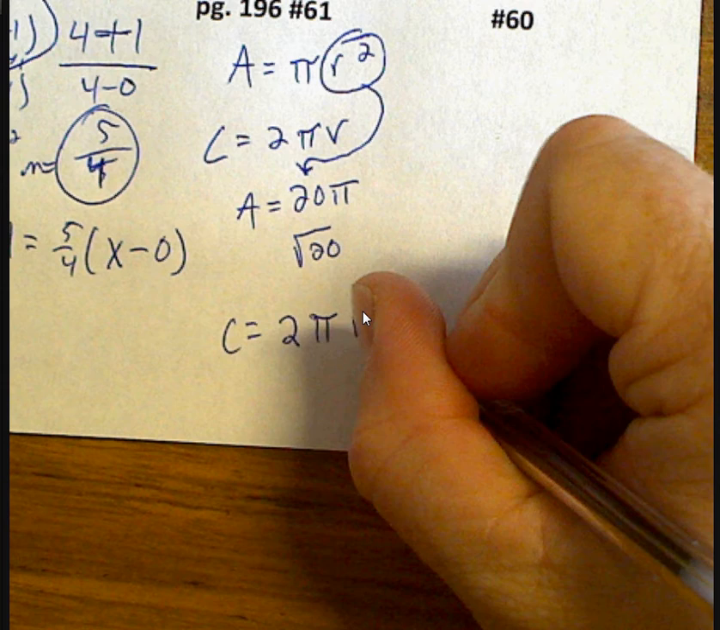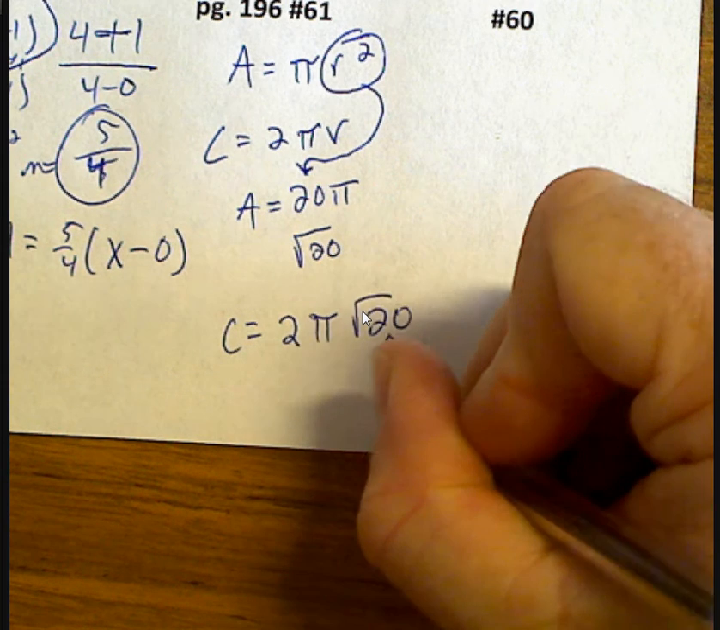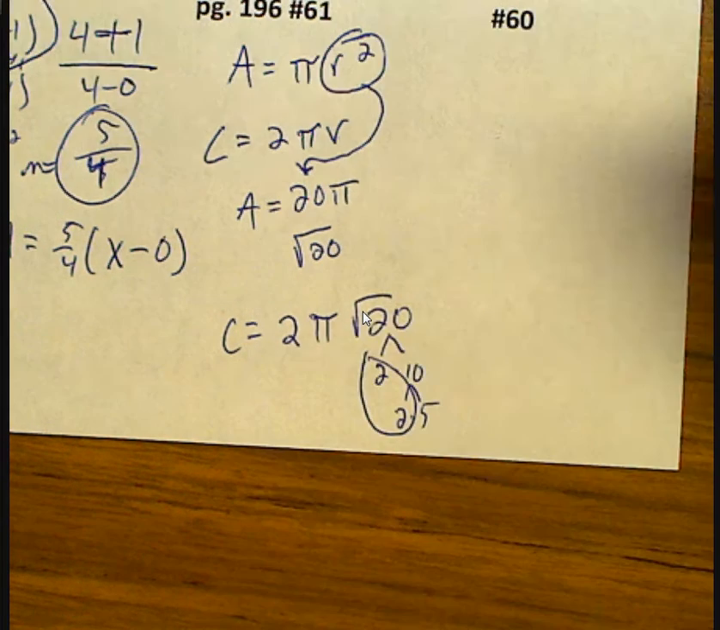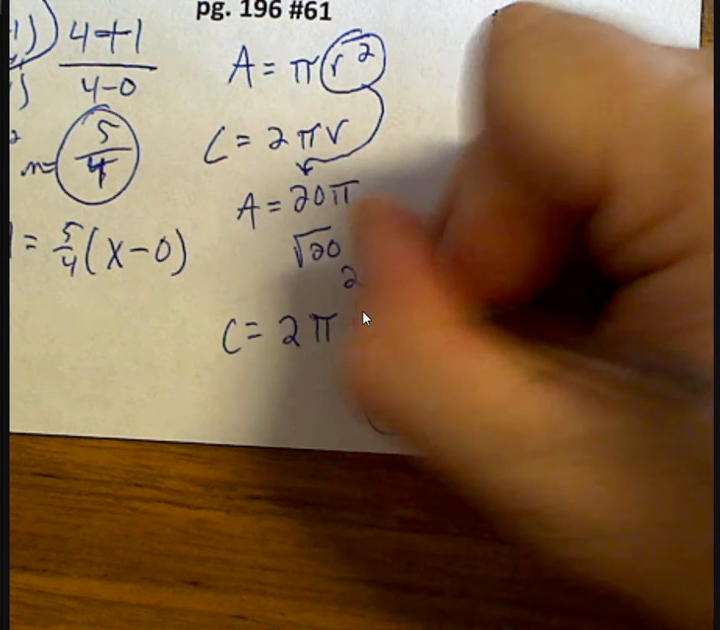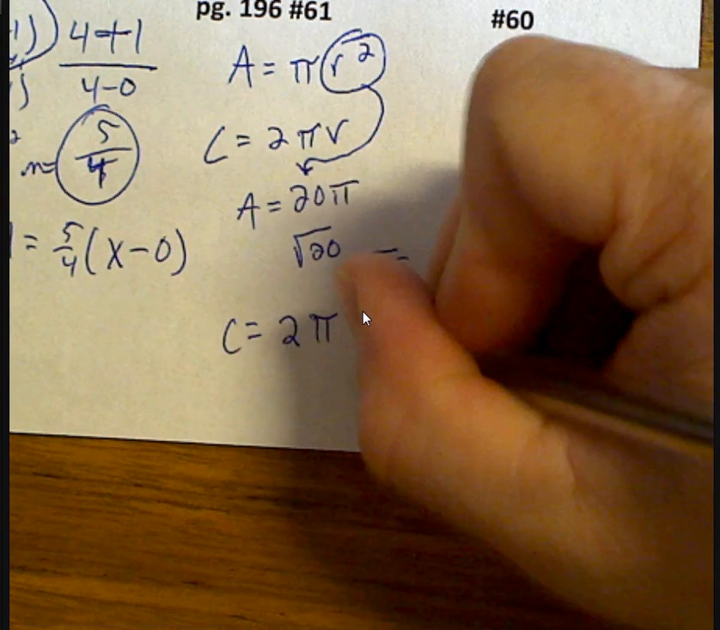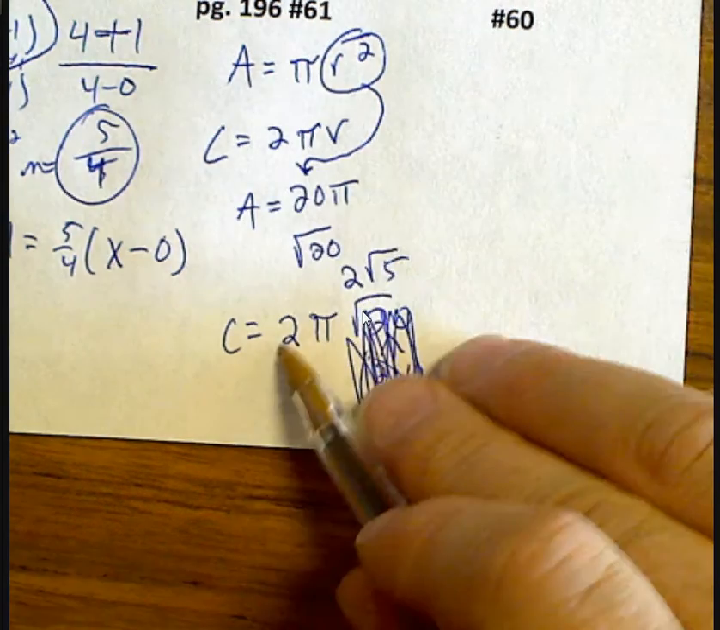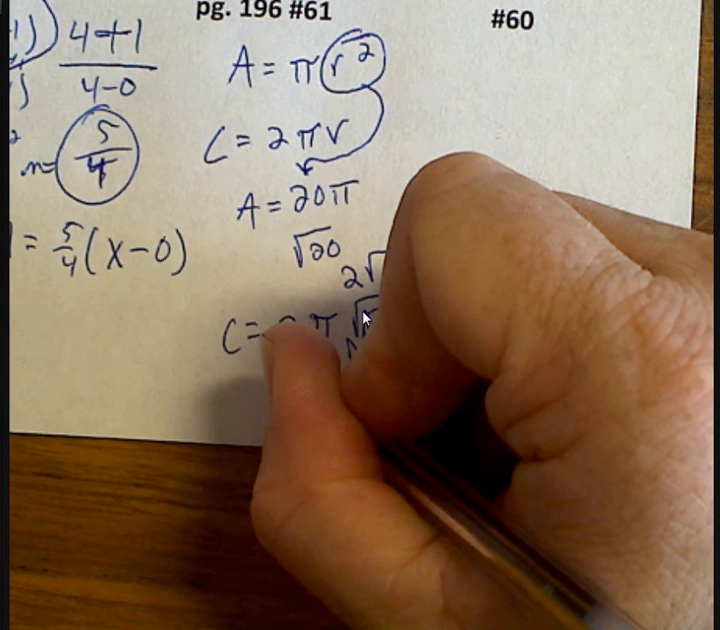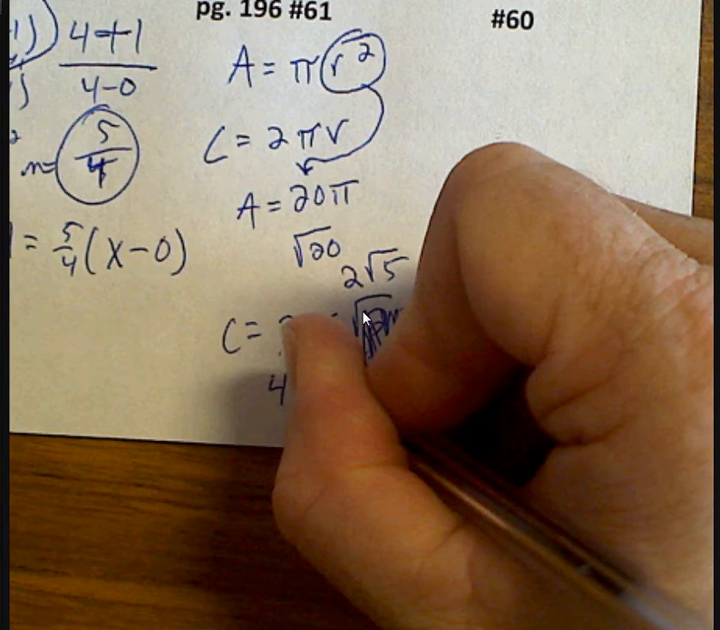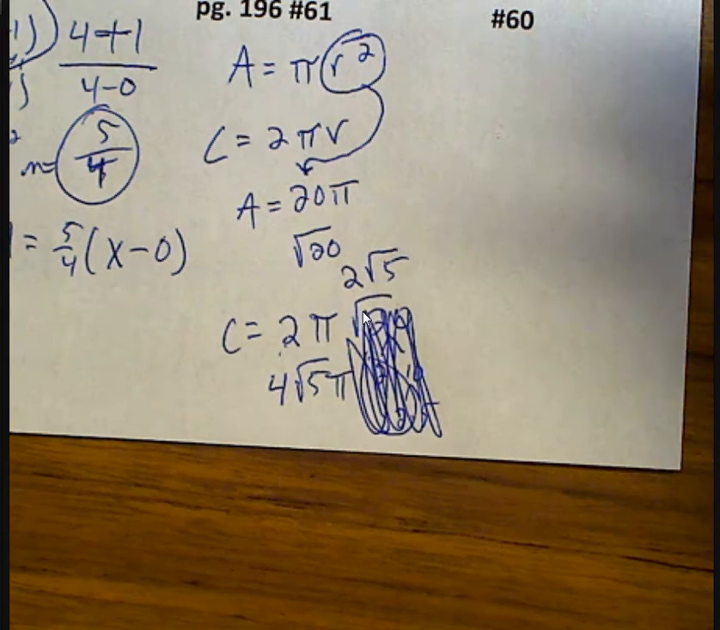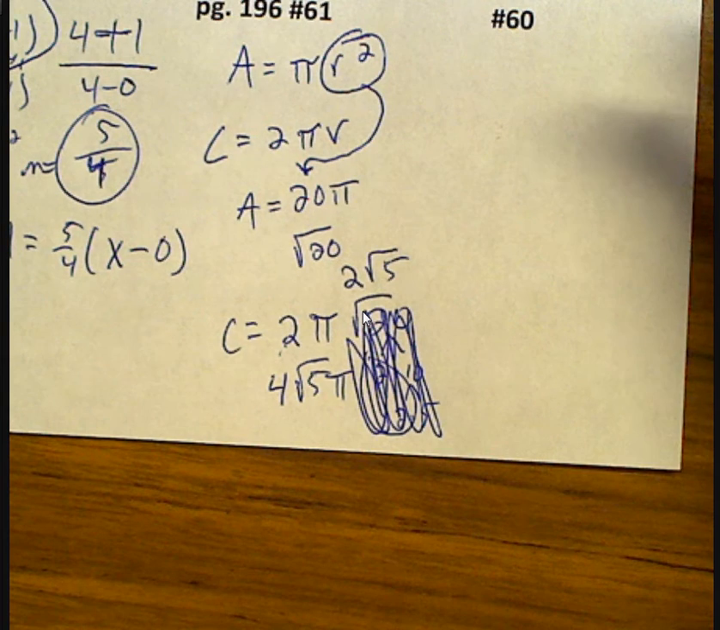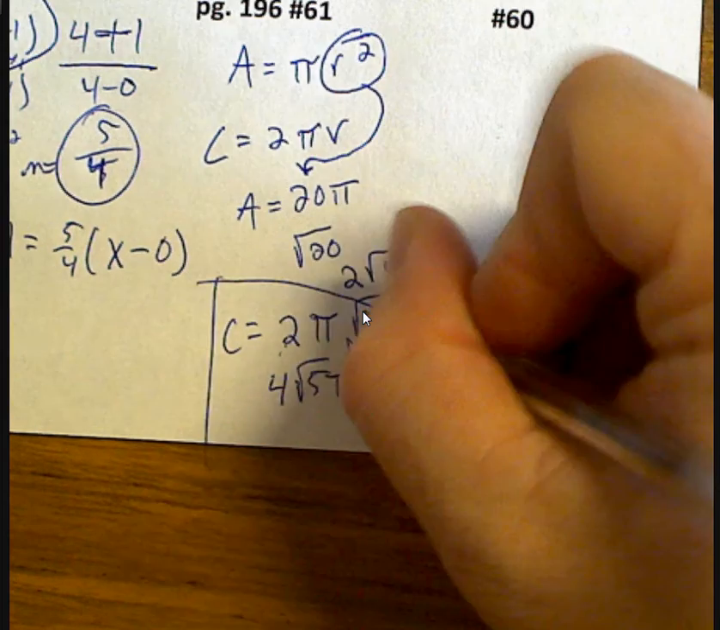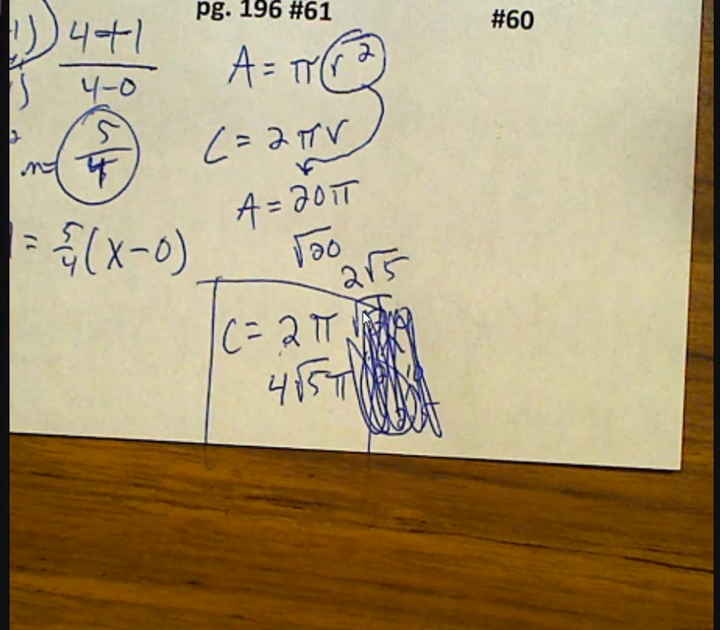I know that the square root of 20 is the square root of 4 times 5, which is 2 root 5. So this simplifies to 2 times 2 root 5, which is 4 square root 5 pi. 4 square root 5 pi would be C. Letter C would be correct.